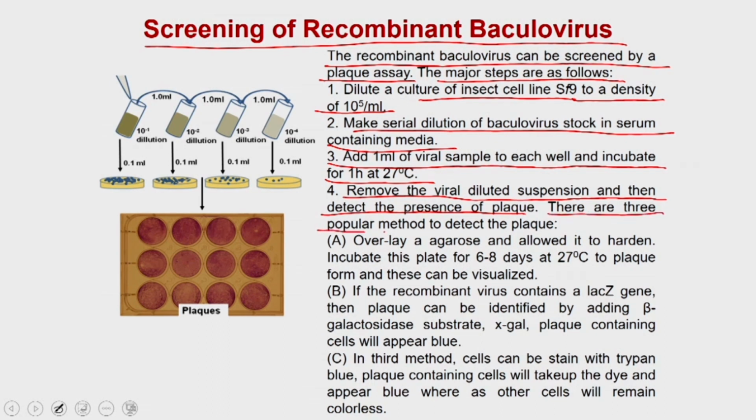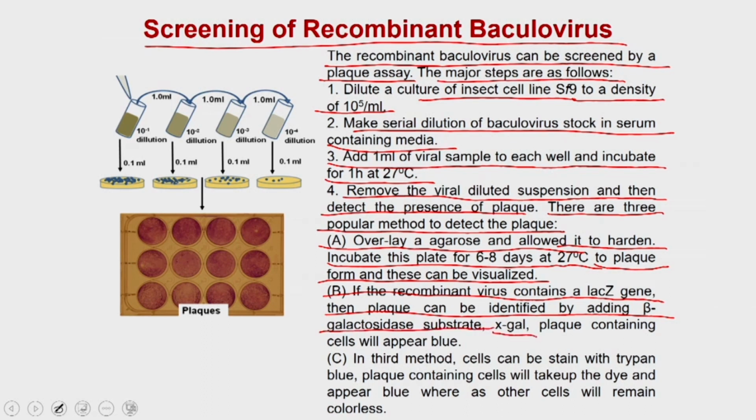There are 3 popular methods to detect the plaques. What are these methods? Number 1, you overlay the agarose and allow it to harden. Incubate this plate for 6 to 8 days at 27 degrees Celsius for plaques to form, and these can be visualized. Number 2, if the recombinant virus contains a LacZ gene, for example, then the plaque can be identified by simply adding the beta galactosidase substrate such as X-gal, and X-gal is going to give you the blue color. So, the plaque containing cells will appear blue.